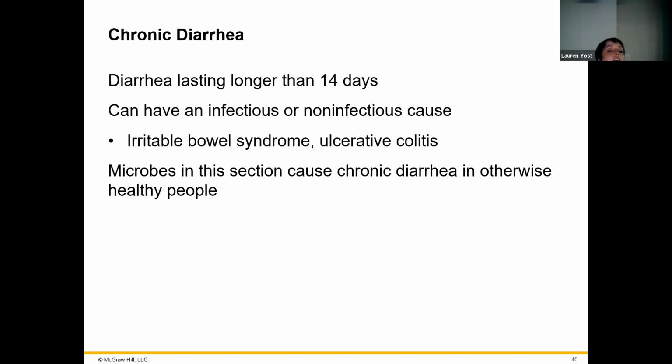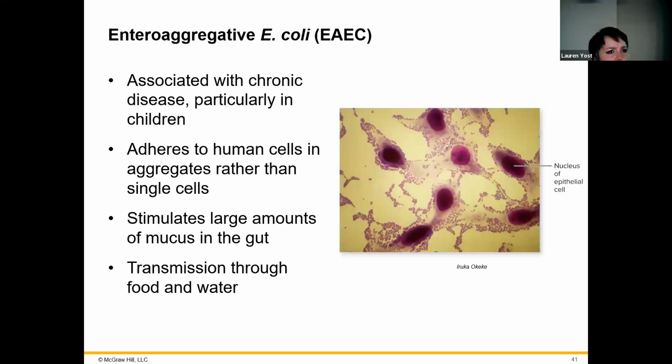All right, moving on to chronic diarrhea. Diarrhea, again, 3 or more loose stools in a 24-hour period. If that continues for 14 days or longer, that is chronic diarrhea. You might have presentation of this type of disease from non-infectious ways, like by having IBS, ulcerative colitis, or something like that. But we're talking about the infectious versions.